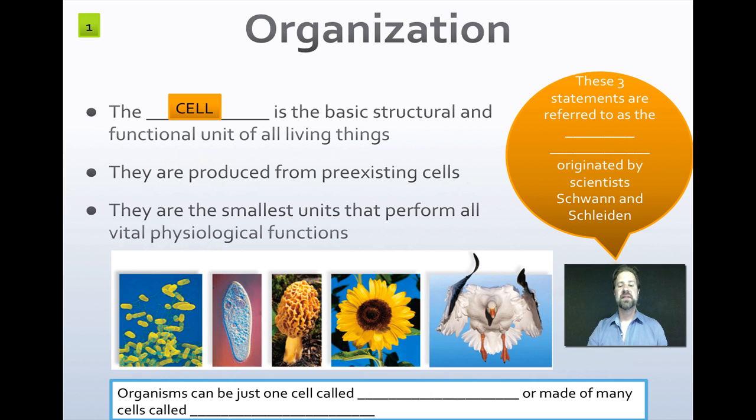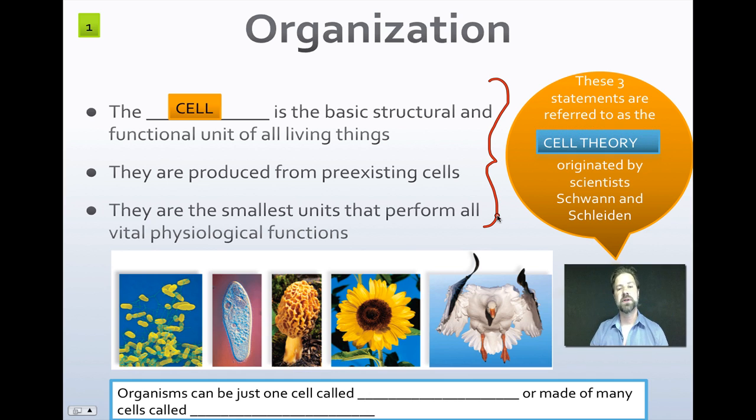Cells are also the smallest units that perform all the vital physiological functions. So from our last slide, you saw a whole wheel of pictures, and a cell can do all of those things because it can perform all the vital physiological functions or characteristics of life. Now, these three statements are actually very special because they are considered cell theory.